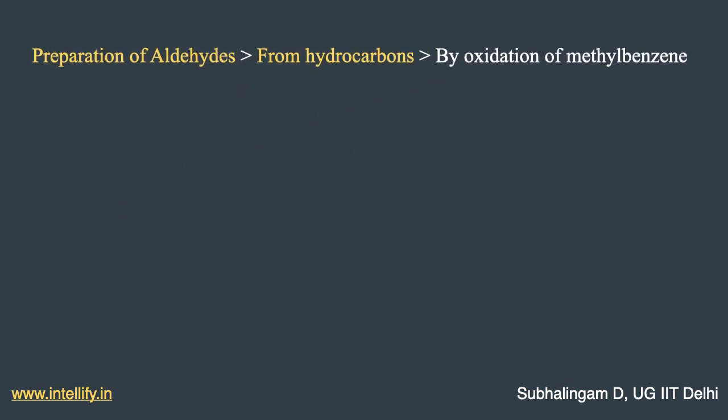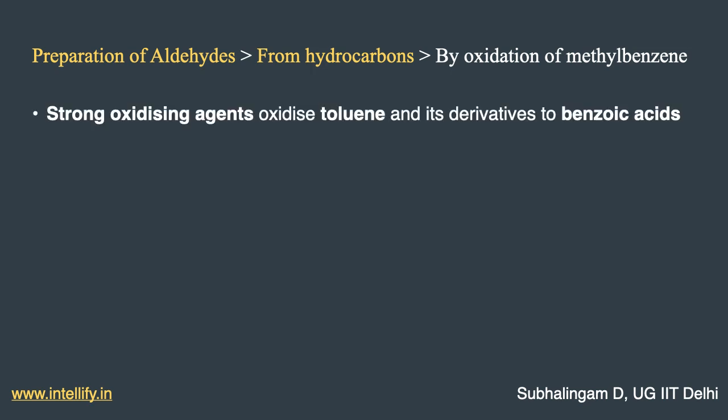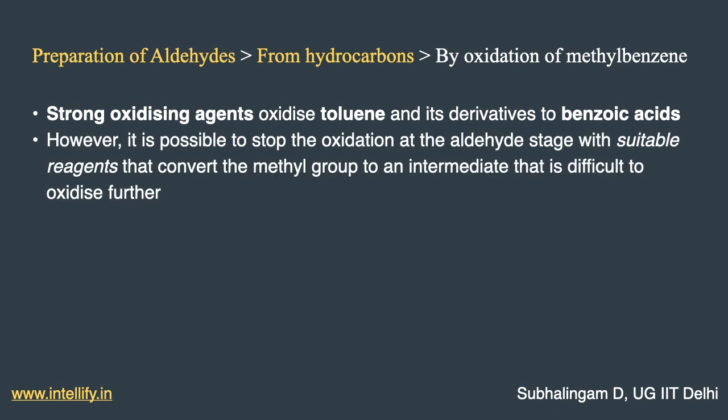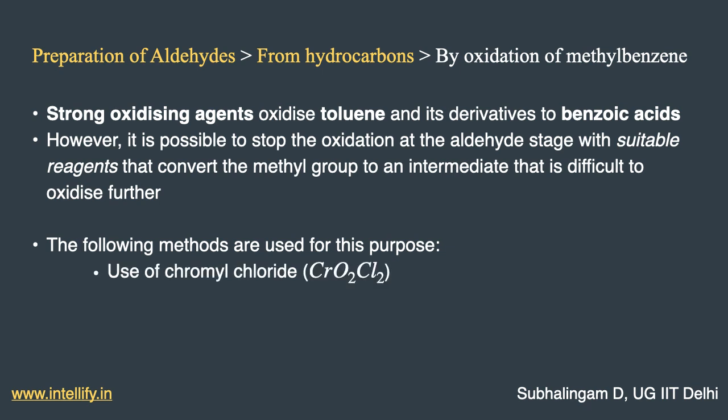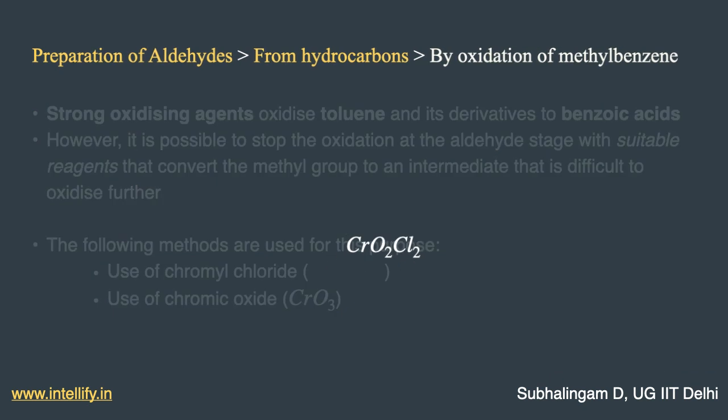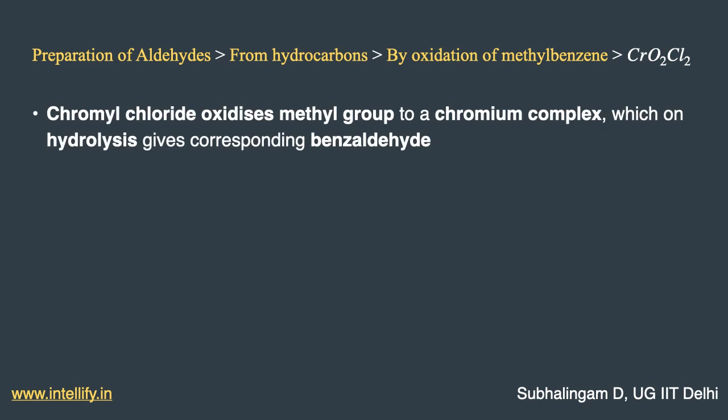First we will see oxidation of methyl benzene to obtain aldehyde. Strong oxidizing agents oxidize toluene and its derivatives to benzoic acids. However, it is possible to stop the oxidation at the aldehyde stage with suitable reagents that convert the methyl group to an intermediate that is difficult to oxidize further. The following reactions are used for this purpose: use of chromyl chloride, otherwise we can use chromic oxide, and we will see each of these in detail now.